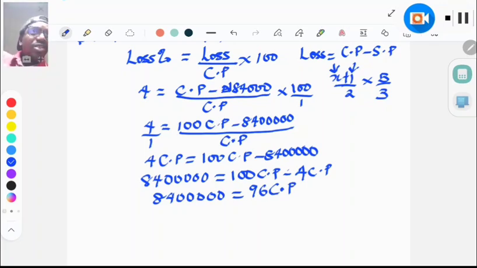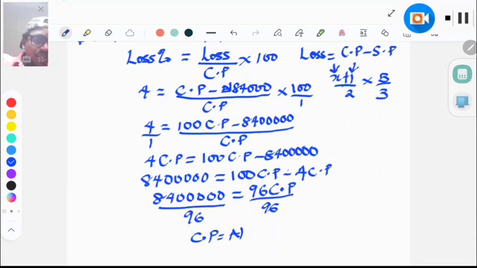Alright, so if we press our calculator for what this will give us, we have 8,412,345 divided by 96. That means we divide both sides by 96, and our CP will be 87,500 naira. So this is the cost price, that is, what Linda paid when she bought the car.